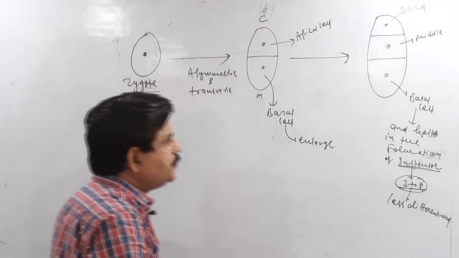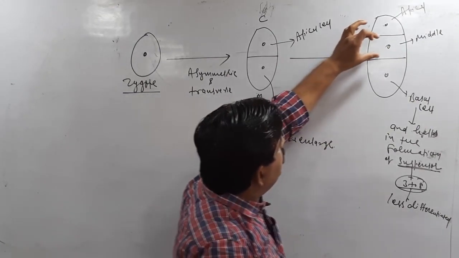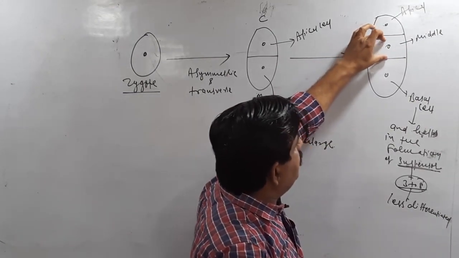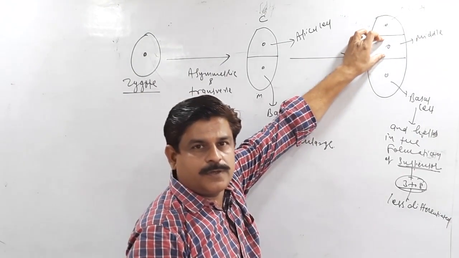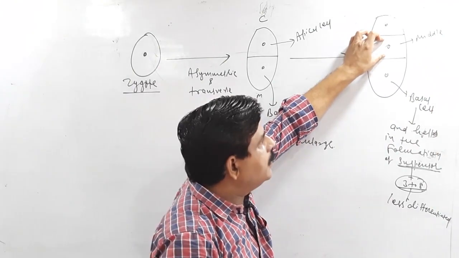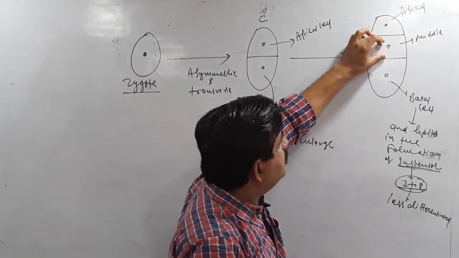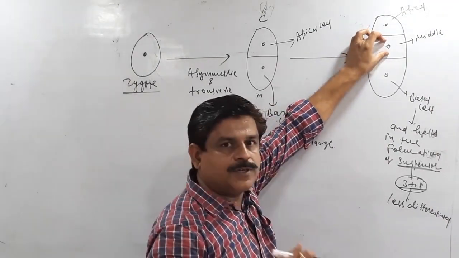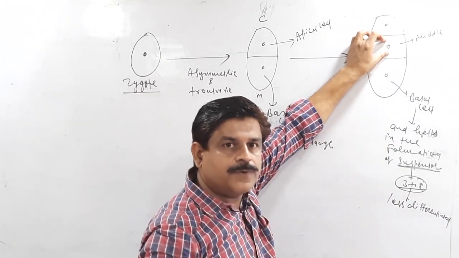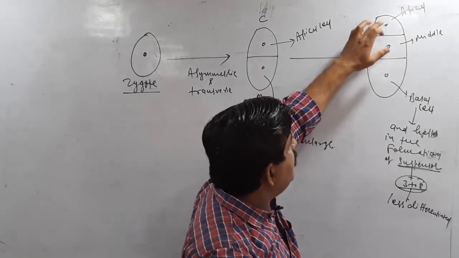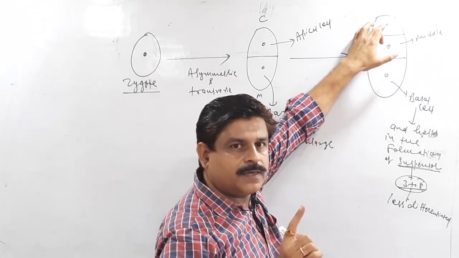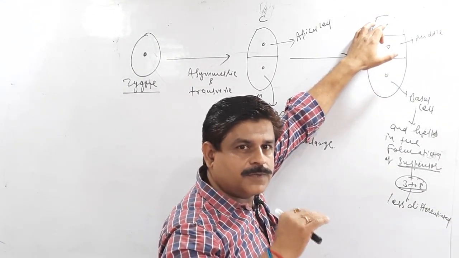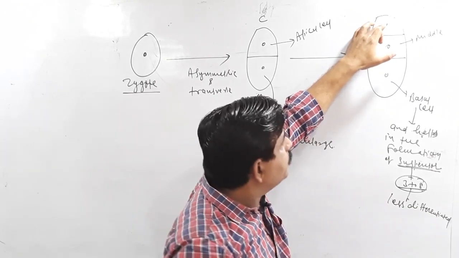Now, the middle cell is responsible for the formation of plumule, radicle, epicotyl. That is, the middle cell is responsible for the formation of embryonal axis, that is embryo. And apical cell forms a single cotyledon, which is also known as scutellum.